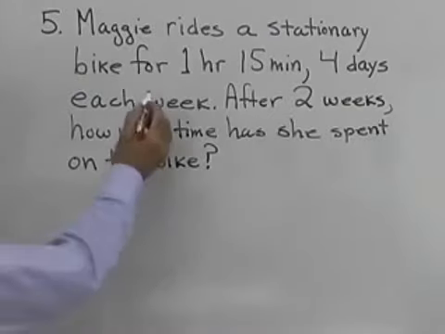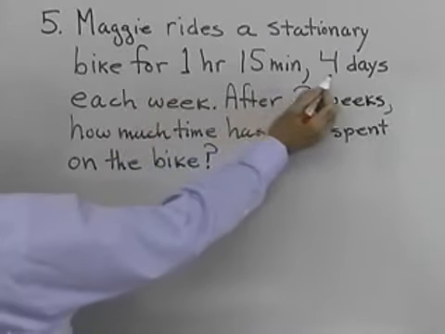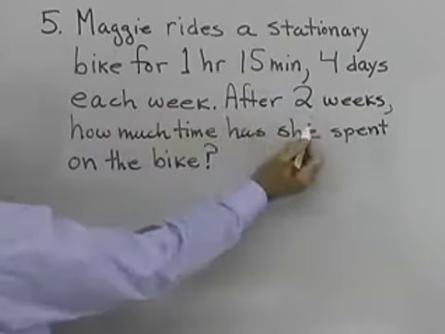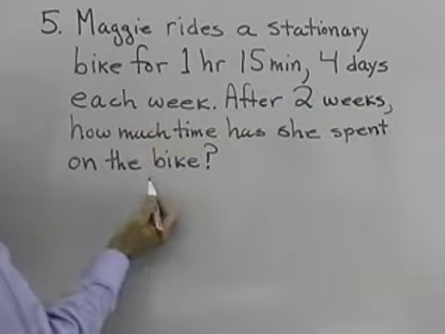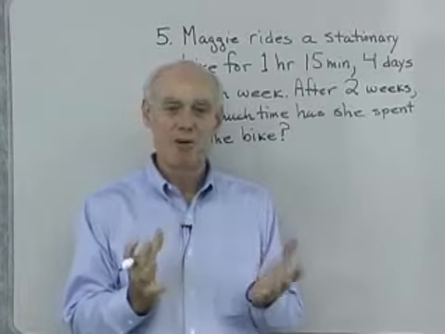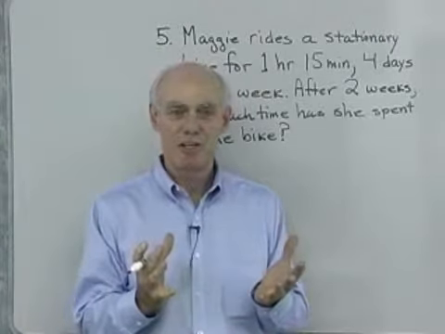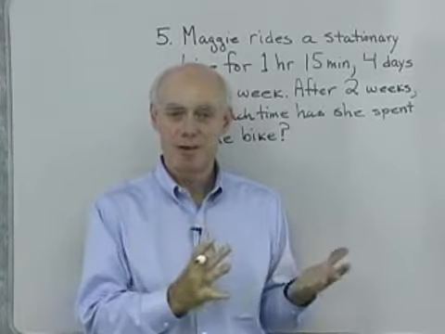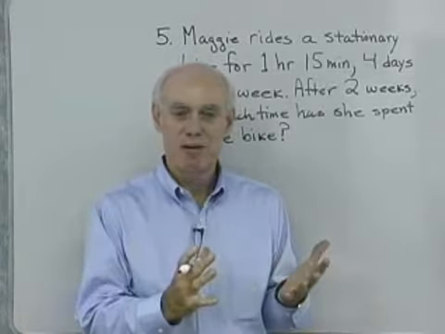Maggie rides a stationary bike for 1 hour, 15 minutes, 4 days each week. After 2 weeks, how much time has she spent on the bike? Well, this is going to involve multiplication. I'm going to find the number of days that she's ridden the bike in 2 weeks, and I'm going to multiply that times the amount of time she spends on the bike each day.